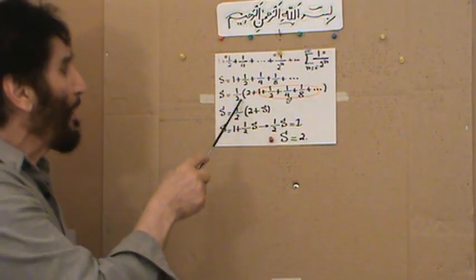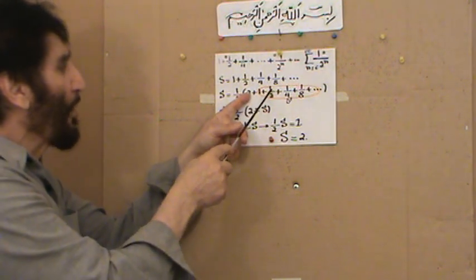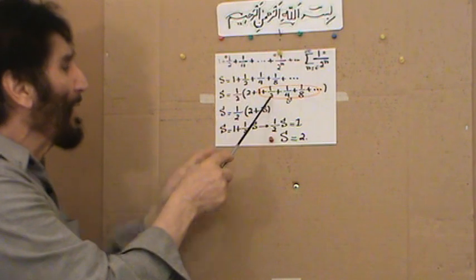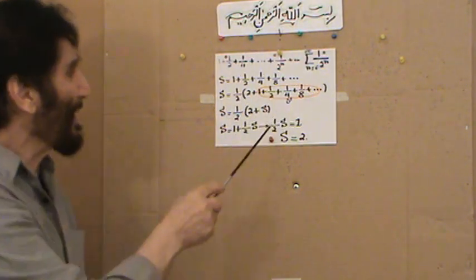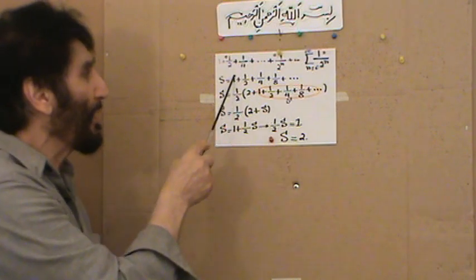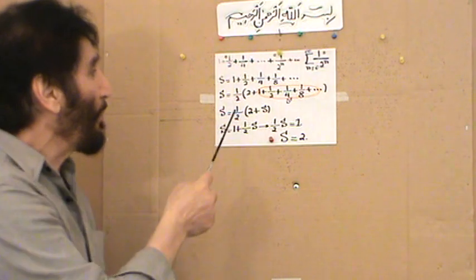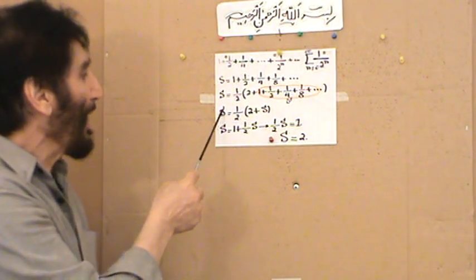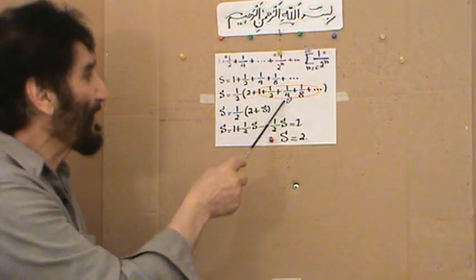So now, when I do that, look what happens. I have 2 plus 1 plus 1 half plus 1 fourth plus 1 eighth. But this 1 plus 1 half plus 1 fourth plus 1 eighth is exactly what my S was to begin with. Is that right? Look at it. So my equation ends up being S equals 1 half of parenthesis 2 plus S. Is that right?